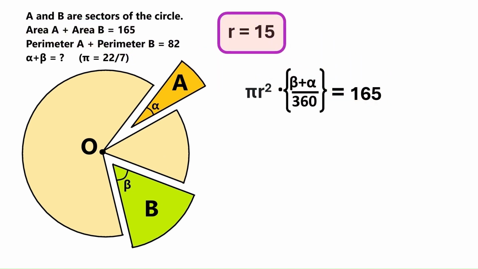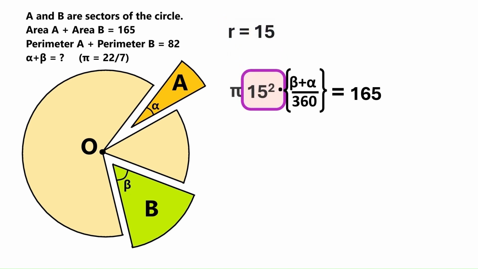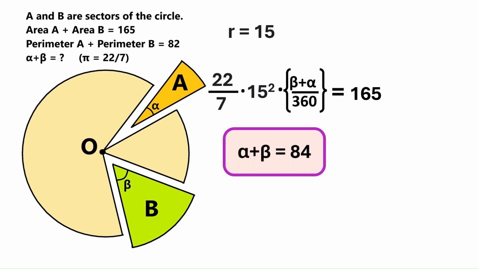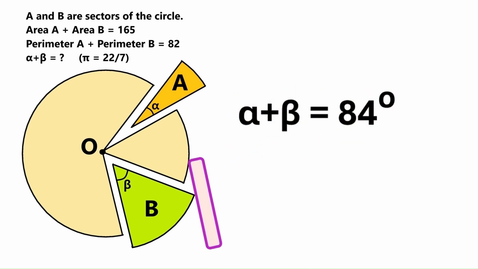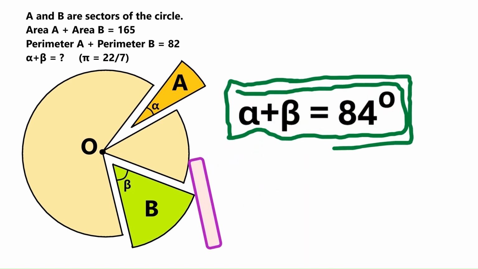We just found r to be 15, so let's replace this r squared with 15 squared. Pi is given as 22 over 7, so we can also replace this pi with that. I did the math for you, and it turns out alpha plus beta is 84. And let's not forget the degree sign, because alpha and beta are angles. So that's it, people. Alpha plus beta is 84 degrees.